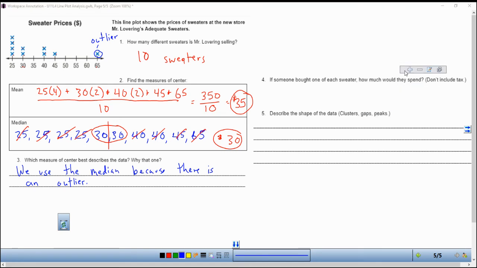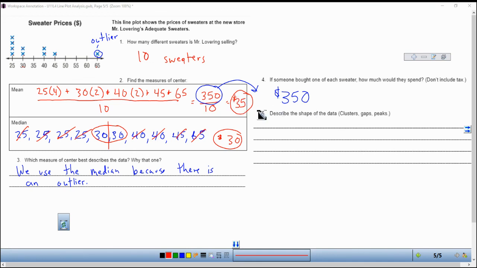All right. If someone brought one of each sweater, how much would they spend? Well, we already have that answer because we already added up all the costs of all the sweaters that I'm selling. And that number is right here. When we added up all those numbers, if somebody bought one of each sweater, they would have to spend $350. Not bad for 10 sweaters. That'll last you maybe a decade of sweaters.